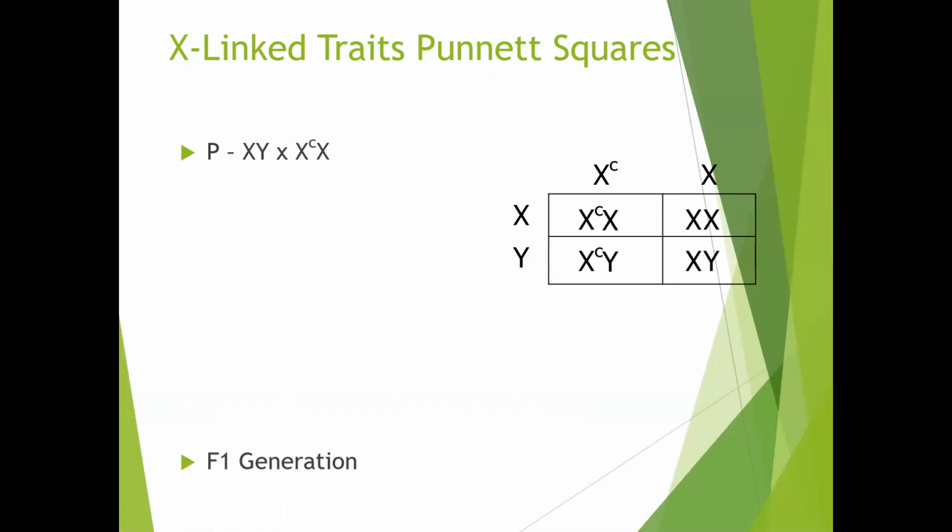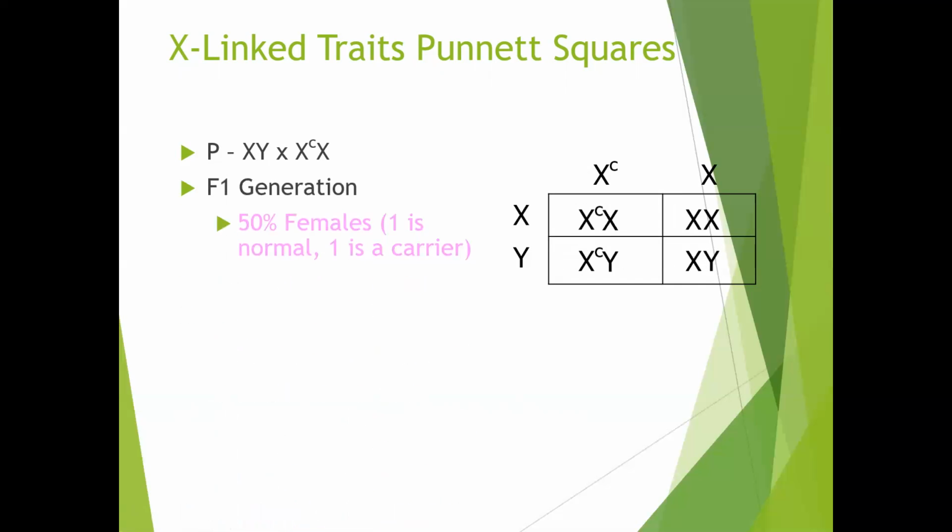All right, so let's look at the F1 generation. 50% are females. That's pretty normal. You have a 50% chance of having a female or a 50% chance of having a male. But now we're going to talk about it in terms of carrying that genetic disorder. So there's a 25% chance that that female will be a carrier.